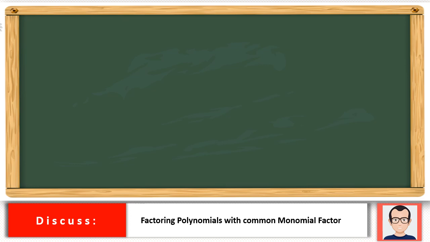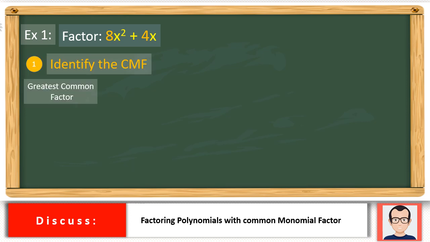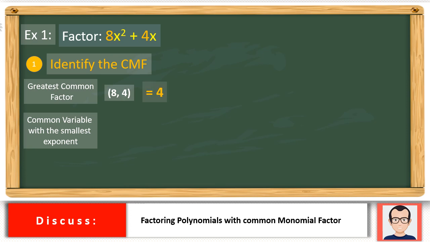For our first example, let's factor 8x squared plus 4x. Our initial step here will be to identify the common monomial factor. We can do this by getting the greatest common factor of the numerical terms and the common variable with the smallest exponent. To solve for GCF, we look at the given, and there we have 8 and 4. Our GCF would be equal to what? That's correct, that would be equal to 4.